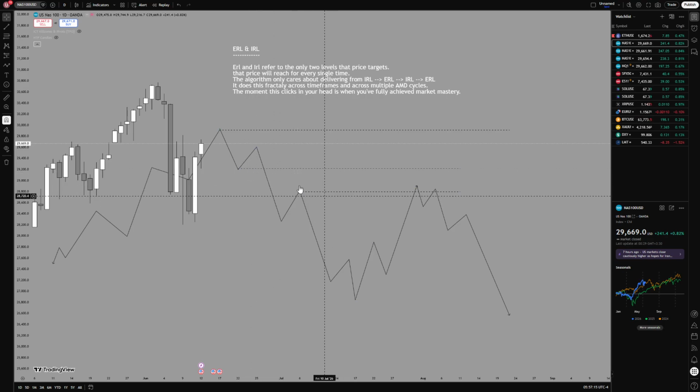No, because on the higher time frame, this is an IRL. But on the lower time frame, this just looks like a high. So you might ask yourself, okay, we're going towards external range liquidity. But reality is, we're just going to an IRL on the higher time frame.